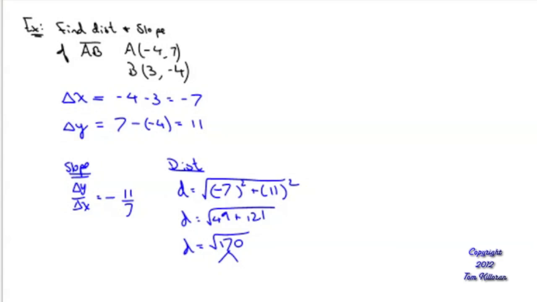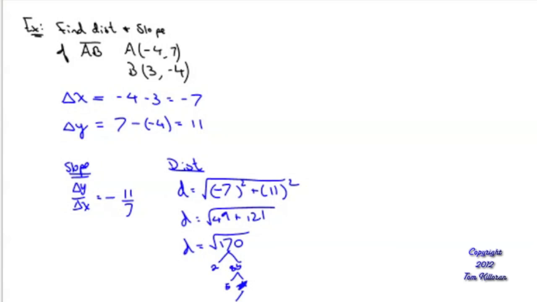So 2 goes into it. How many times? 85. 5 goes into it. How many times? 17. Wait a minute, no, it cannot be 34, because 85 is... 85? Yes, oh, my fault. 17.